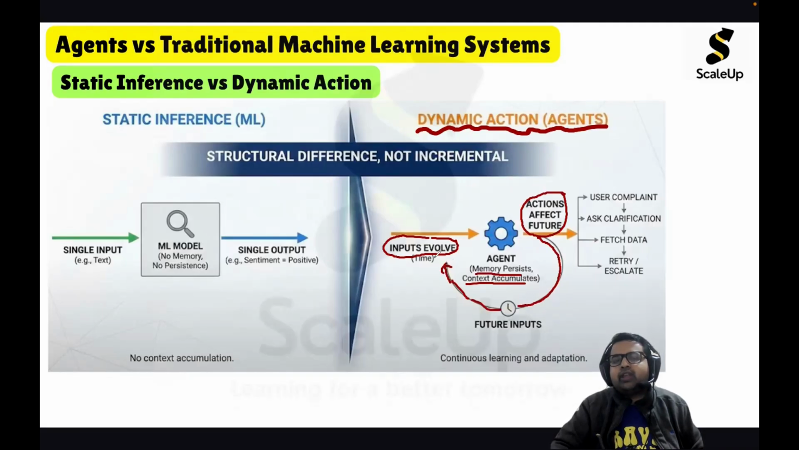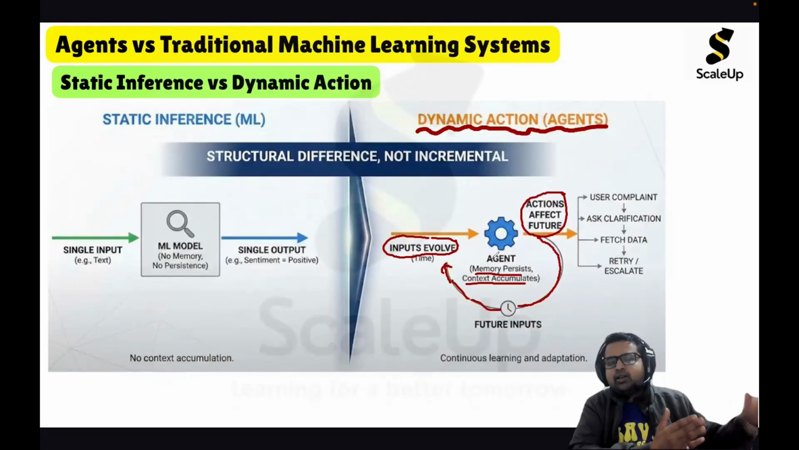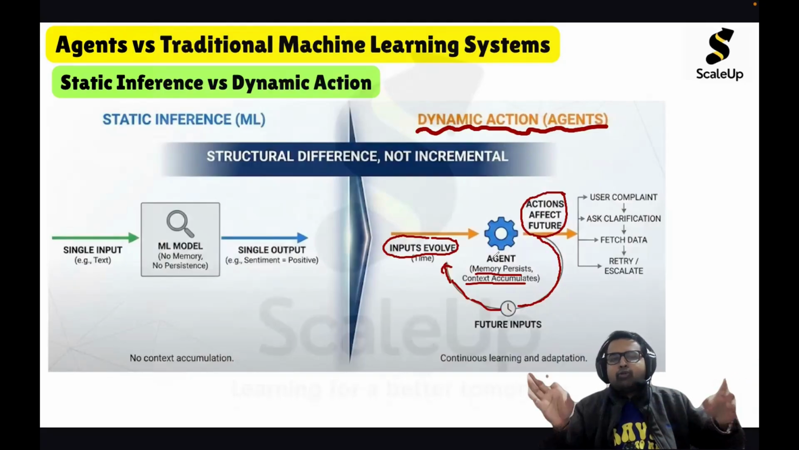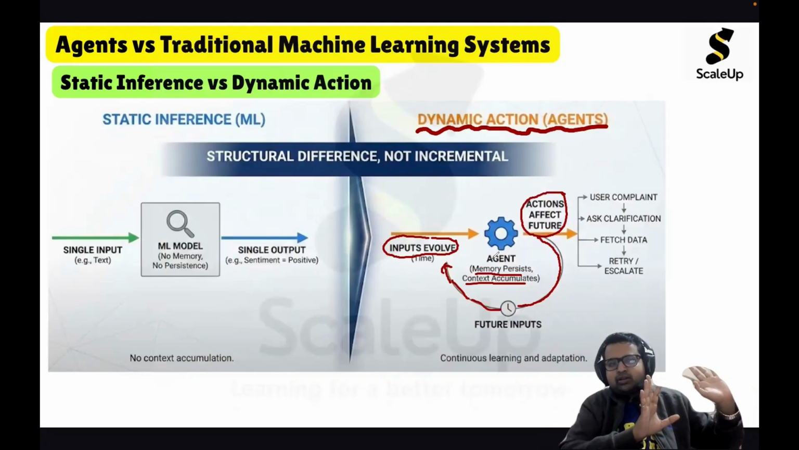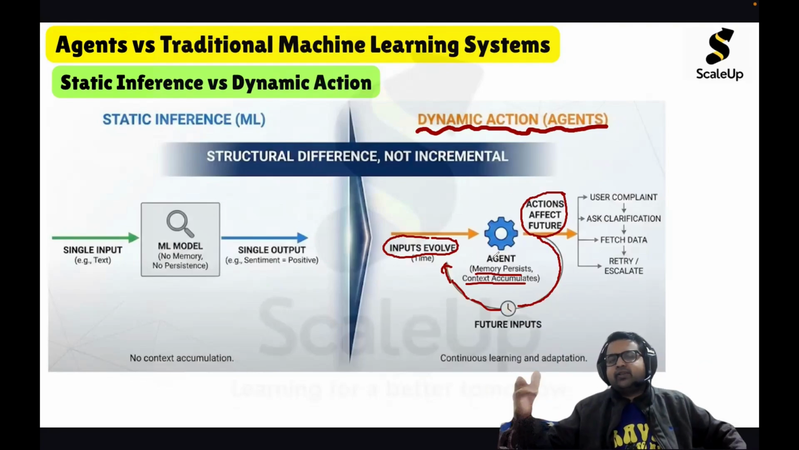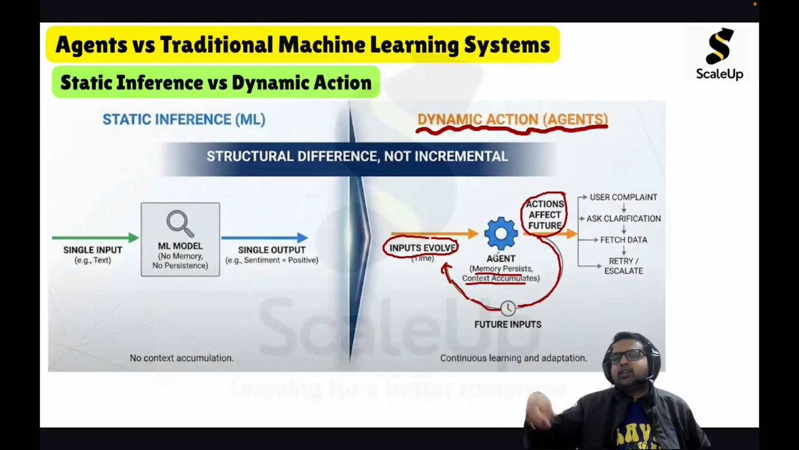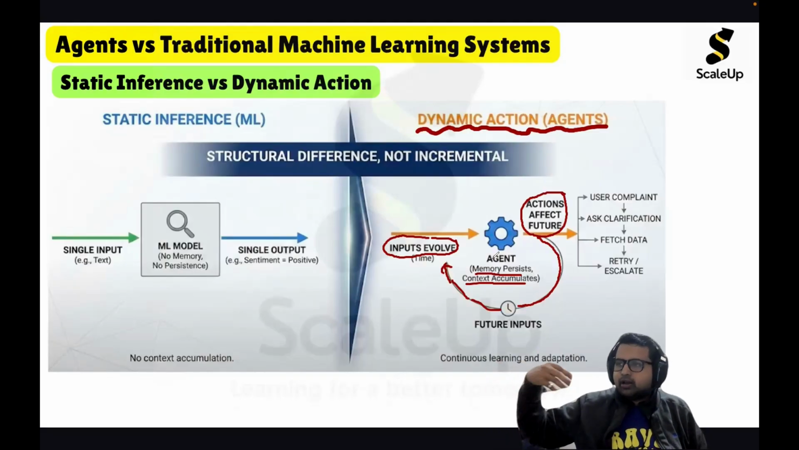So input will keep on evolving, and hence it is dynamic in nature. Because in machine learning, we just take an input and output, done, job done. But in AI agents, until the goal is achieved, it will keep on running this loop, and inputs will keep on evolving, because based on the current input, it will perform some actions, and those actions will further affect the future inputs. So inputs will keep on evolving.